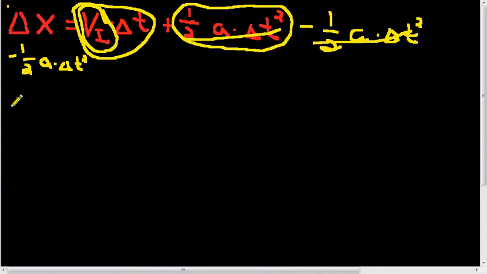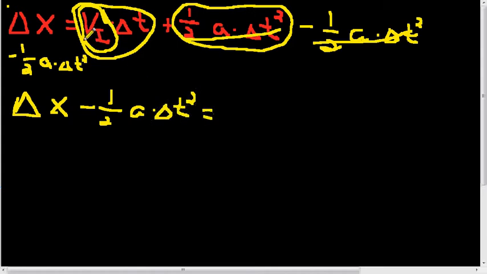On the left, we have delta x minus 1/2 a delta t squared equals, on the right, all we have left is the vi delta t. Vi times delta t.